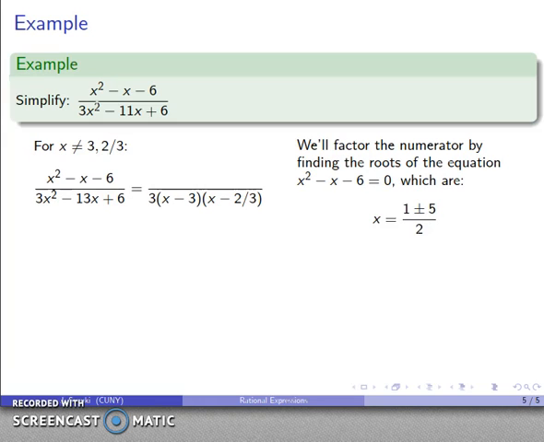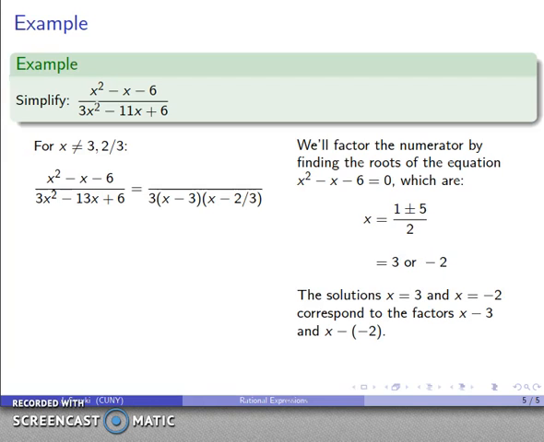And after all the dust settles, I get my two roots, 6 over 2, 1 plus 5 over 2, the other root, 1 minus 5 over 2, negative 2, and the solutions are x equals 3, x equals negative 2, and the root theorem says solutions correspond to factors, x minus 3, x minus negative 2, and so the numerator here factors as x minus 3 times x plus 2.